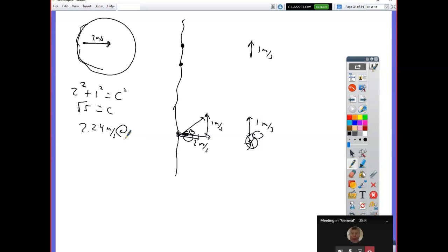Remember, this is velocity, so we need to give it a direction. It's not really going in a straight direction. We're going to do the same thing we've always been doing: tan theta equals the opposite over the adjacent, that's a triangle. So tan theta equals 1 over 2, so theta equals the arctan of 0.5. Arctan of 0.5, and I get 26.6 degrees. The guy's actually swimming that way, 26.6 degrees north of east.